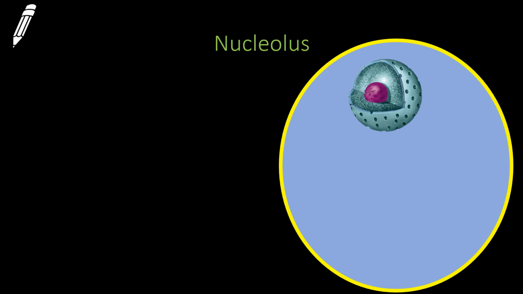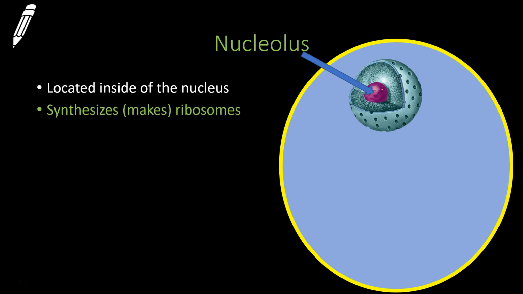If we look deeper inside of the nucleus, we have this center structure, and that is the nucleolus. The nucleolus, located inside the nucleus, makes ribosomes. It synthesizes, and to synthesize means to make, ribosomes. We'll talk a little bit more about ribosomes in just a moment.